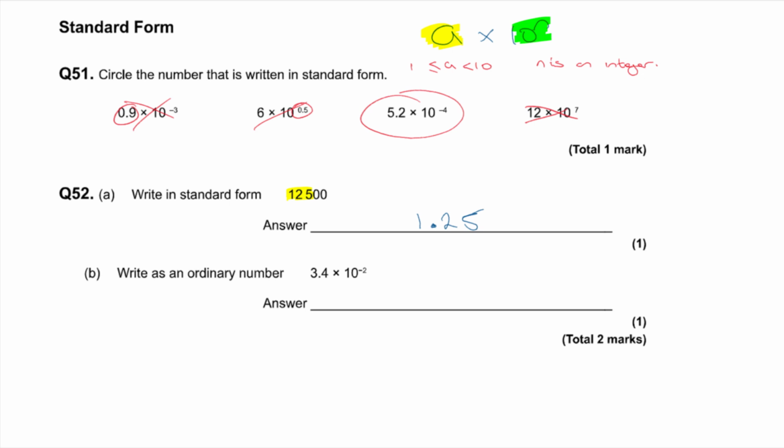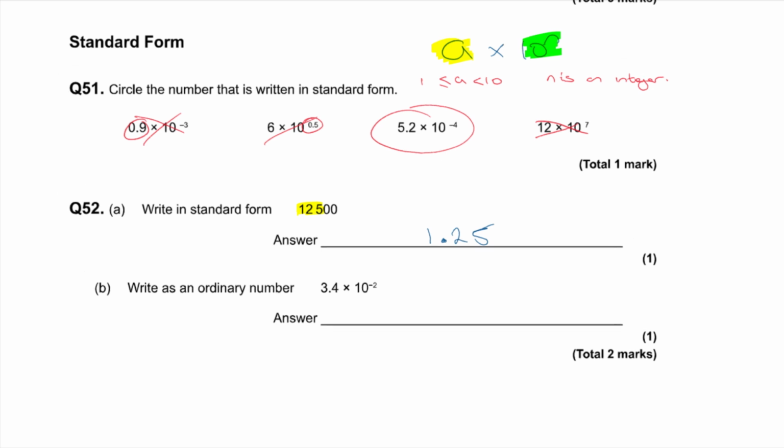Now 12,500, there's two ways of thinking about this. You can either think about how far the decimal point has shifted. So it was here and it's gone 1, 2, 3, 4 jumps to the left. So that means it's times 10 to the 4. That's one way of thinking about it.